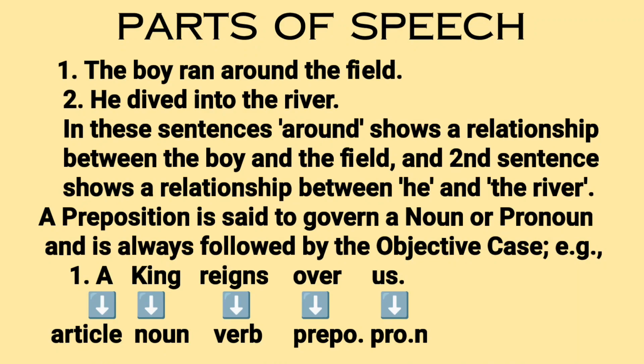In these sentences, the first sentence shows the relationship between the boy and the field. The second sentence shows the relationship between he and the river. A preposition is said to govern a noun or pronoun and is always followed by the objective case. For example, the king reigns over us. The is article, king is common noun, reigns is verb, over is preposition, us is pronoun.